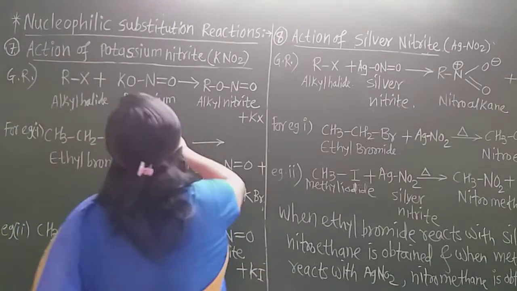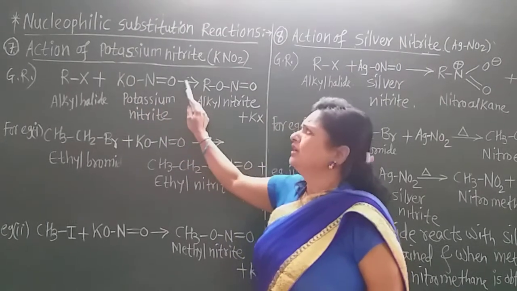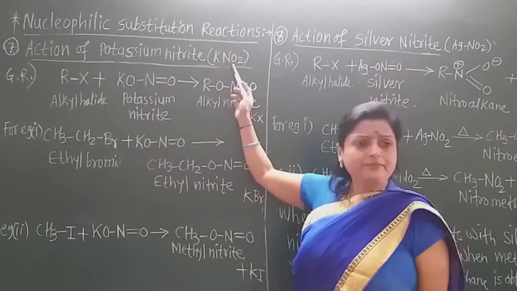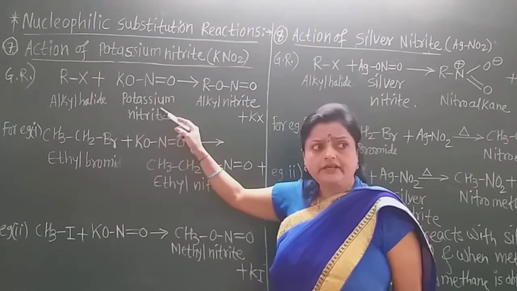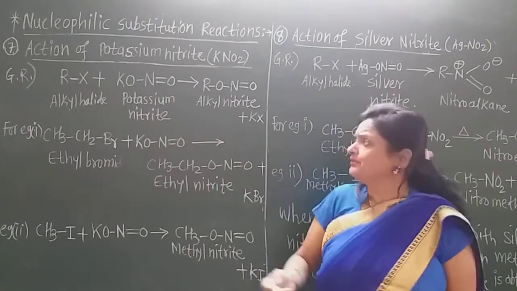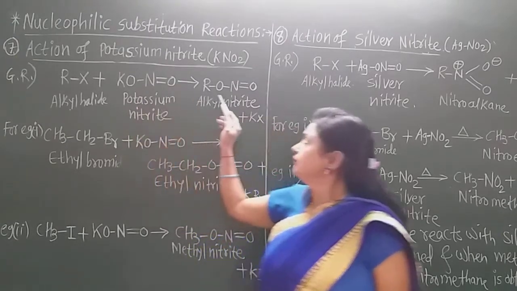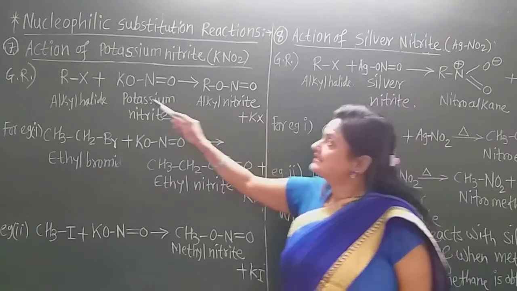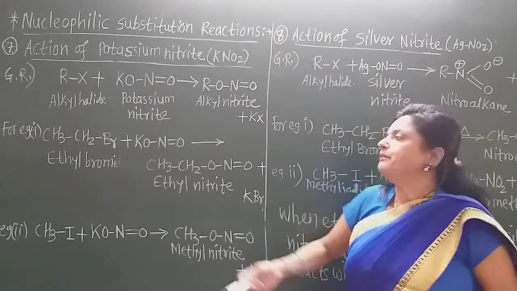That is K-O-N double bond O. You can write in this way also, KNO2. That is very similar. This potassium nitrite, when it reacts with the alkyl halide, there is formation of alkyl nitrite. That means only the halogen is replaced by this nitrite group, R-O-N double bond O, alkyl nitrite. And this K and X form KX. Very simple reaction.